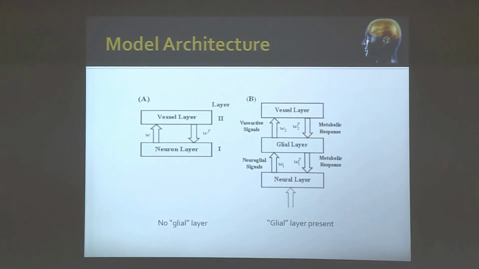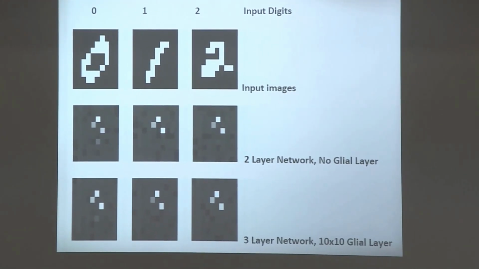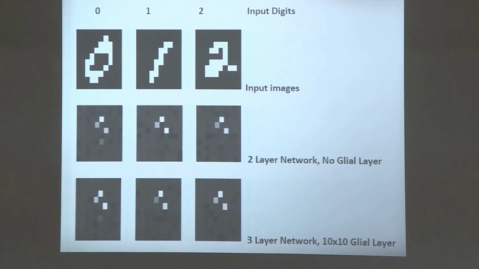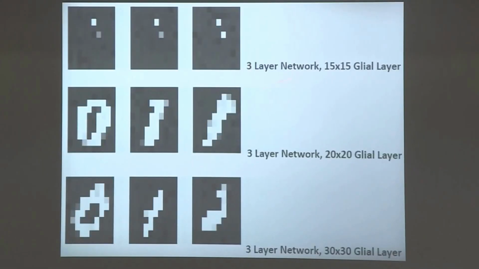These are the patterns we use for training. And this is the feedback coming from the glial layer, which is the energy image that the neural network is receiving. Ideally, these two should look alike. But if I don't have the intermediate layer of glial cells, they don't look alike at all. There's no resemblance. Now we add a glial layer and gradually increase its size. 10 by 10 is still pretty bad, and 15 by 15 is still pretty bad.